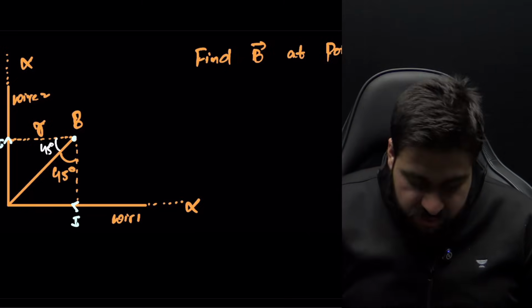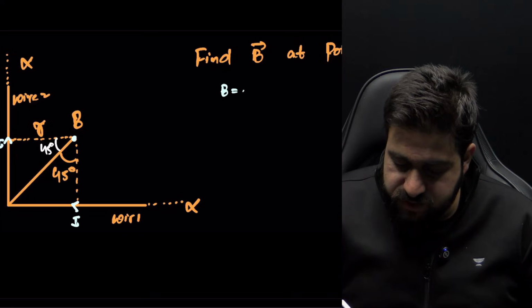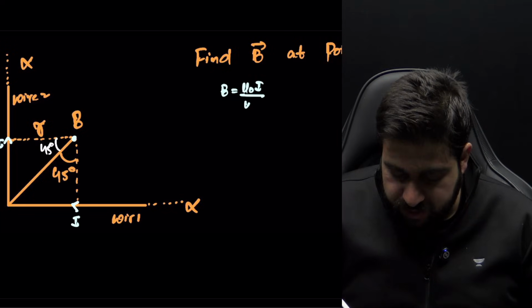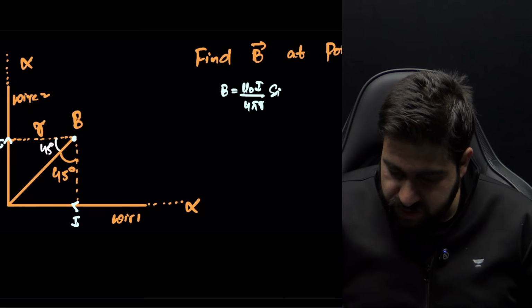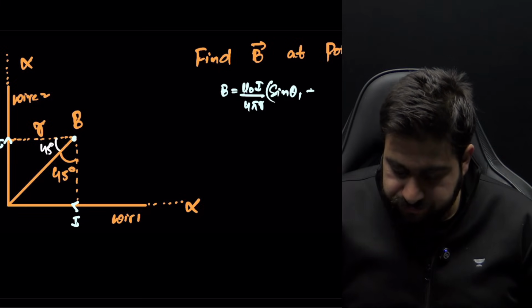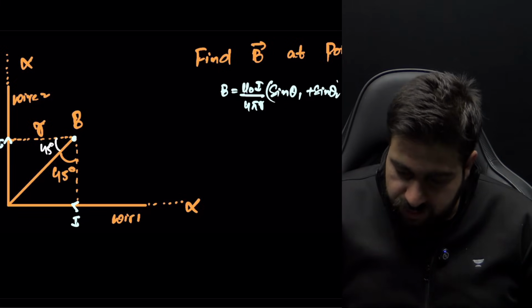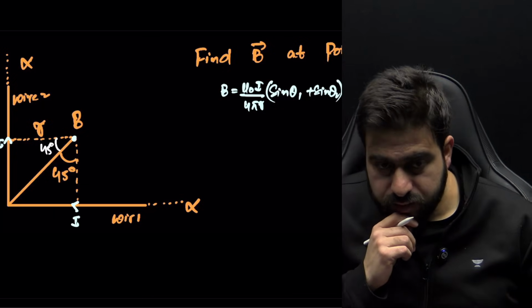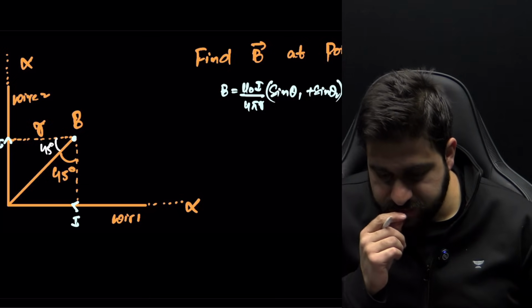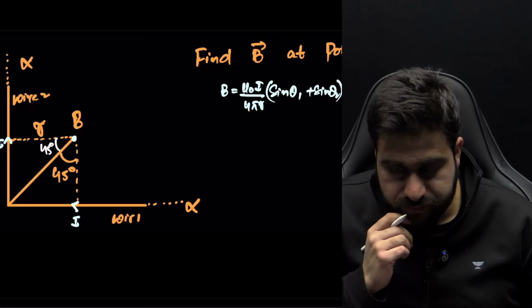What is the magnetic field due to a wire? Magnetic field is mu naught I divided by 4 pi r, then we say sine of theta 1 plus sine of theta 2. This is the magnetic field due to a wire.